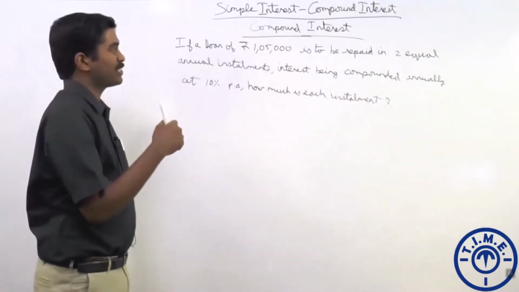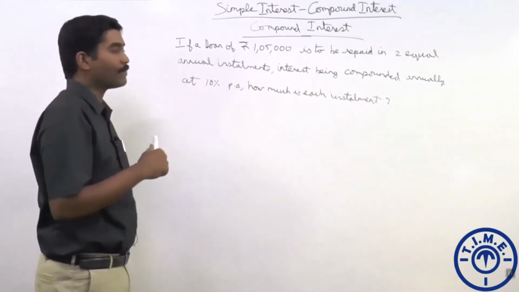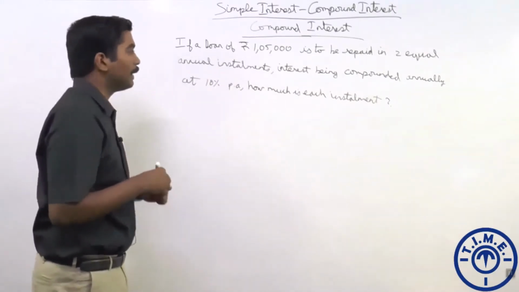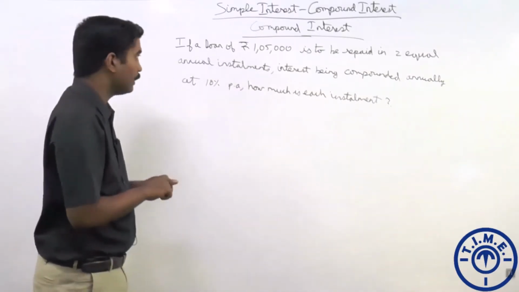Let's look at installment-based questions in compound interest. If a loan of 1,05,000 is to be repaid in 2 equal annual installments, interest being compounded annually at 10% per annum, how much is each installment? Now, we can do it in 2 ways. One following the cash flow model and one following the discount and net present value model. We'll do the first thing.